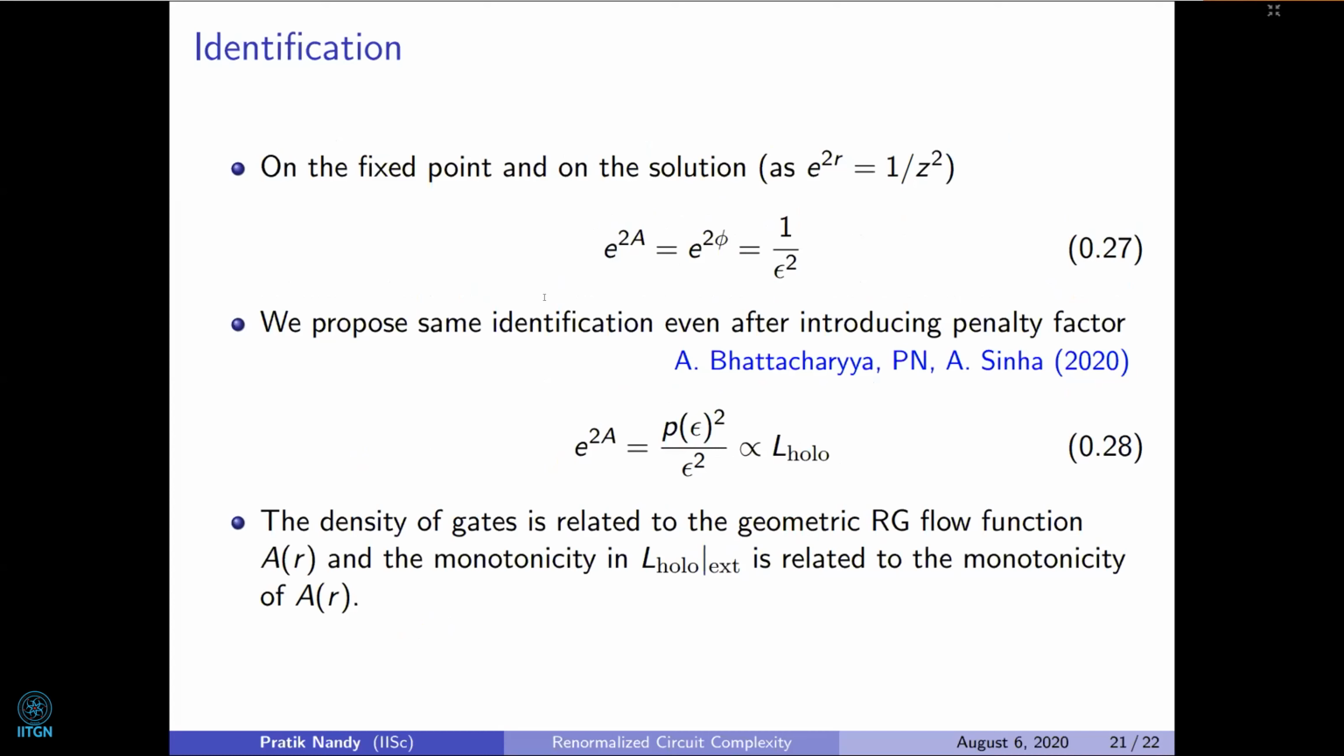So we propose the same thing. This can be identified even after introducing this penalty factor. If this exponential of this monotonic function A to this penalty factor can be related to this on-shell Lagrangian density, as both are monotonic, they can be related. So in this way, we can say this density of gates is related to this geometric RG flow function A, and this monotonicity is related to the monotonicity of this A. So we can have a holographic interpretation of this density of gates via these equations.